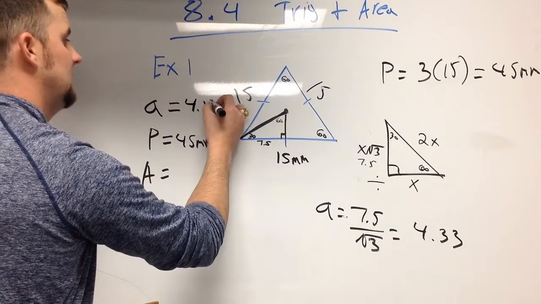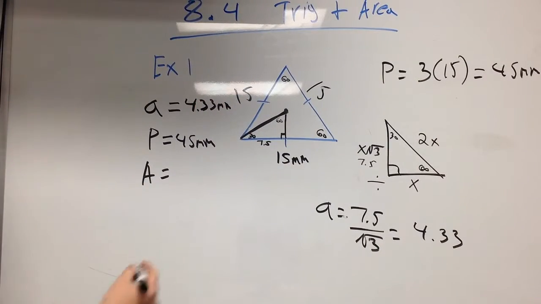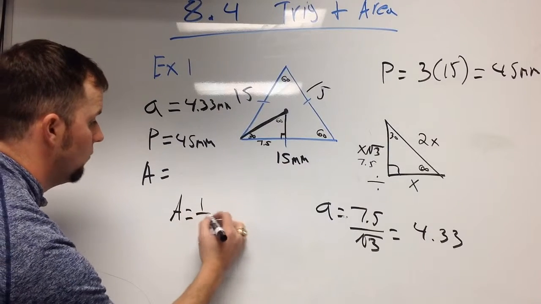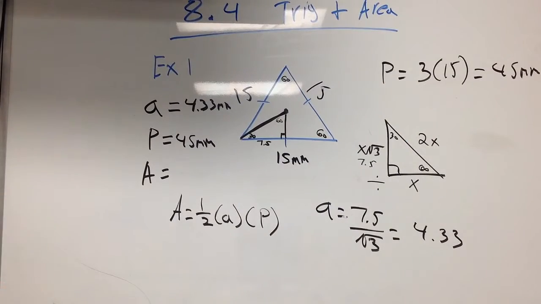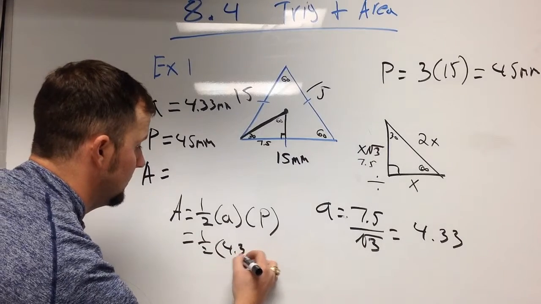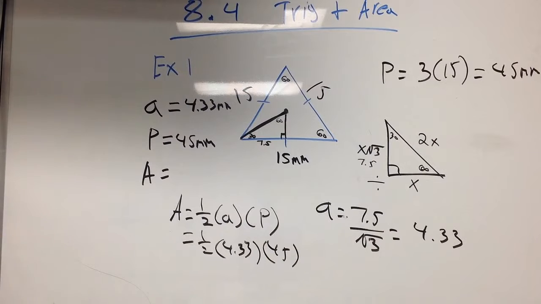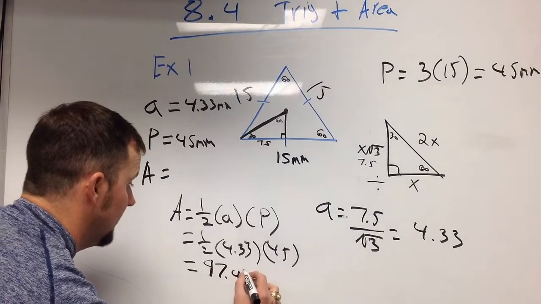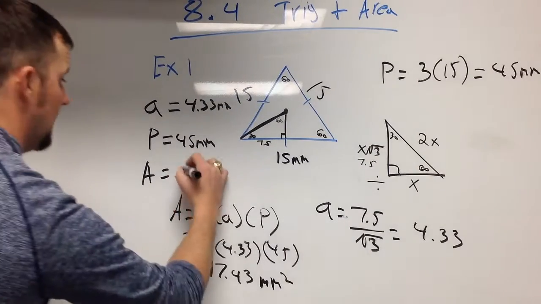And so lastly, now what it wants me to find is my area. So lastly, I know to find area, it's going to be 1/2 the apothem times the perimeter. So all I got to do is plug everything in. So 1/2, my apothem is 4.33, and then my perimeter is going to be 45. And so whenever I multiply all this out in my calculator here, it is going to give me a final area of 97.43 millimeters squared.